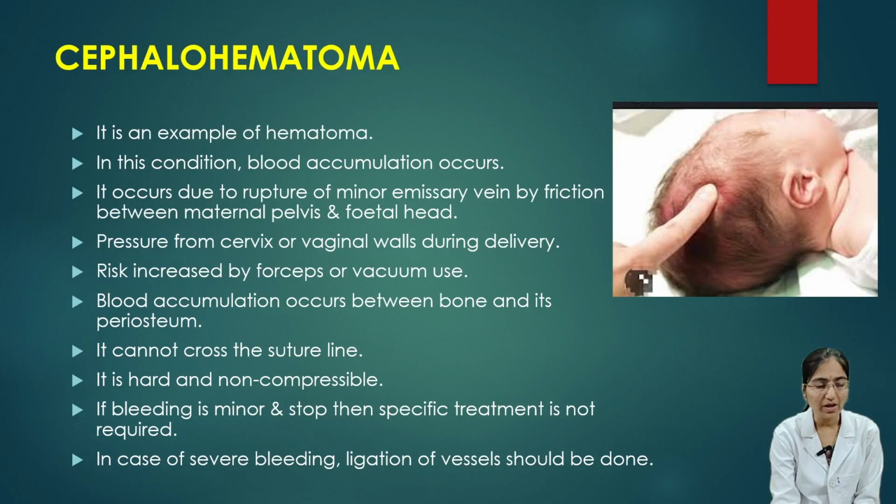Next we'll see the cephalohematoma. It is an example of hematoma. In this condition, blood accumulation occurs due to rupture of a minor emissary vein by friction between the maternal pelvis and fetal head. That is, pressure from the cervix or vaginal walls during delivery. Risk is increased by forceps or vacuum use. Blood accumulates between the bone and its periosteum. It cannot cross the suture line.